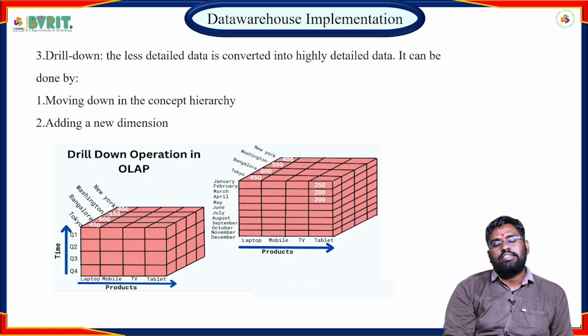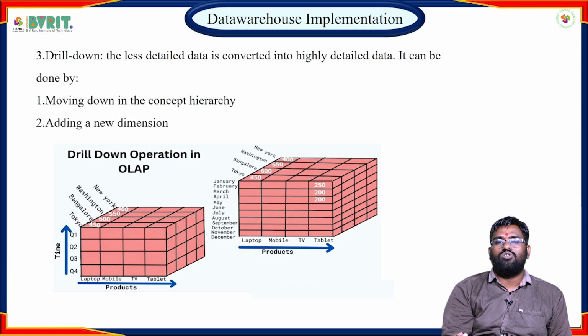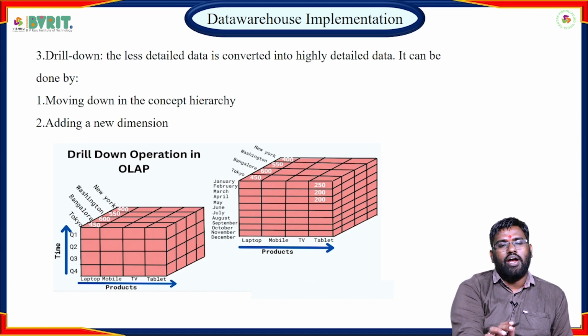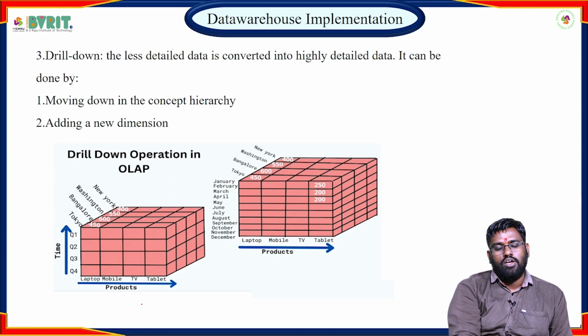Next one, the third one, is drill down. Drill down means it is used to move down. So we need to move down in the concept hierarchy and add new dimensions. See this example. Products are on the x-axis, time is on the y-axis. Moving down means we need to elaborate the given dimensions into more dimensions.